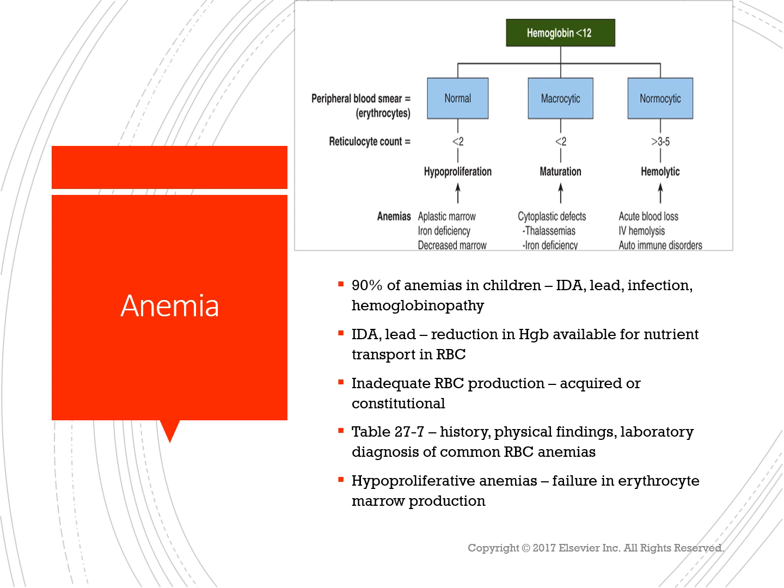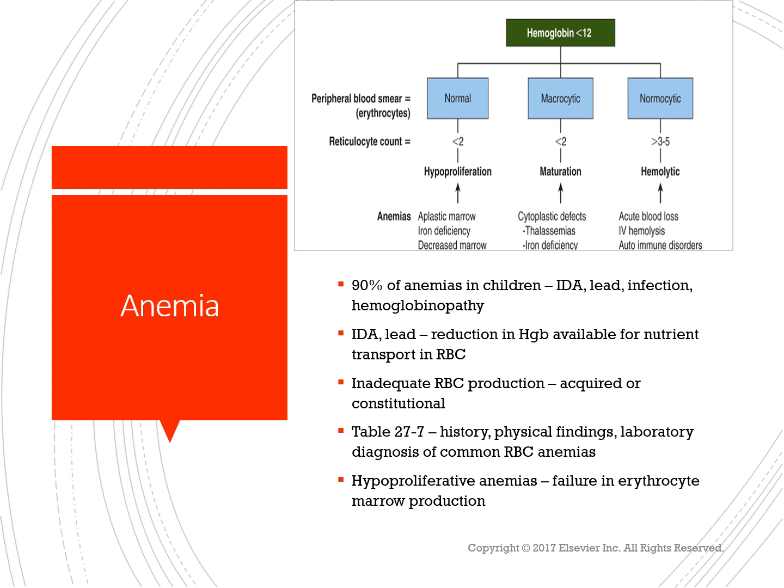So we're going to look at that red blood cell and its characteristics. Do we have a normal red blood cell? Do we have a macrocytic or a normocytic red blood cell? If we have normal and our retic count is less than 2, then we may have some hypoproliferation. So we may have some aplastic marrow, iron deficiency, or decreased marrow.